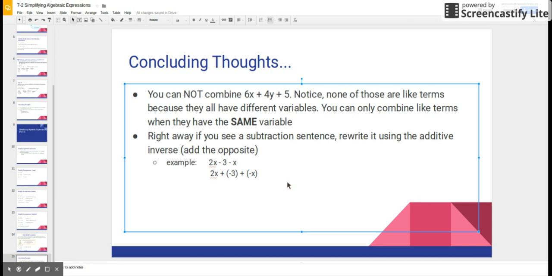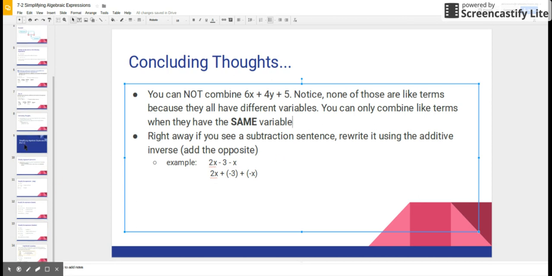All right, right away, if you see a subtraction sentence, you need to rewrite it using the additive inverse, which means add the opposite, okay? So I hope you learned how to simplify algebraic expressions. Thank you for watching.